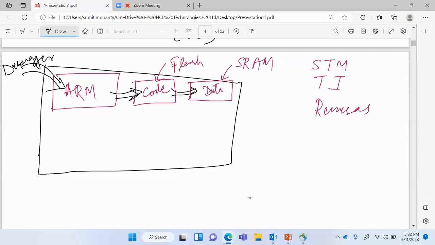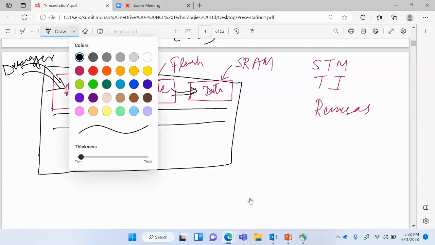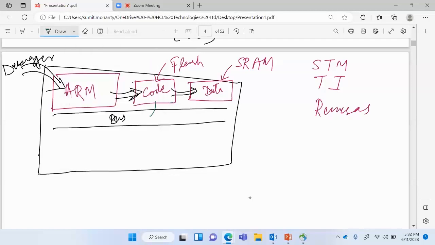Okay, now how does it execute? We have the bus, the system bus. So what happens is, through this bus, the code you have written, that data comes to this bus. Then it comes to the GPIO. For example, GPIO has some registers.